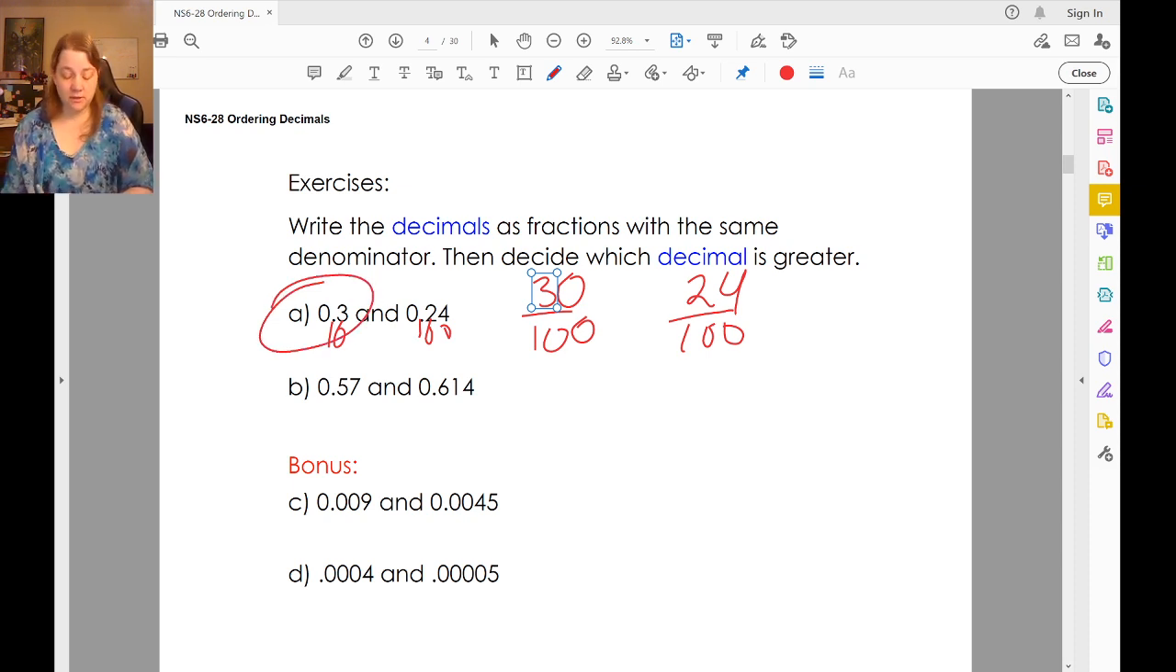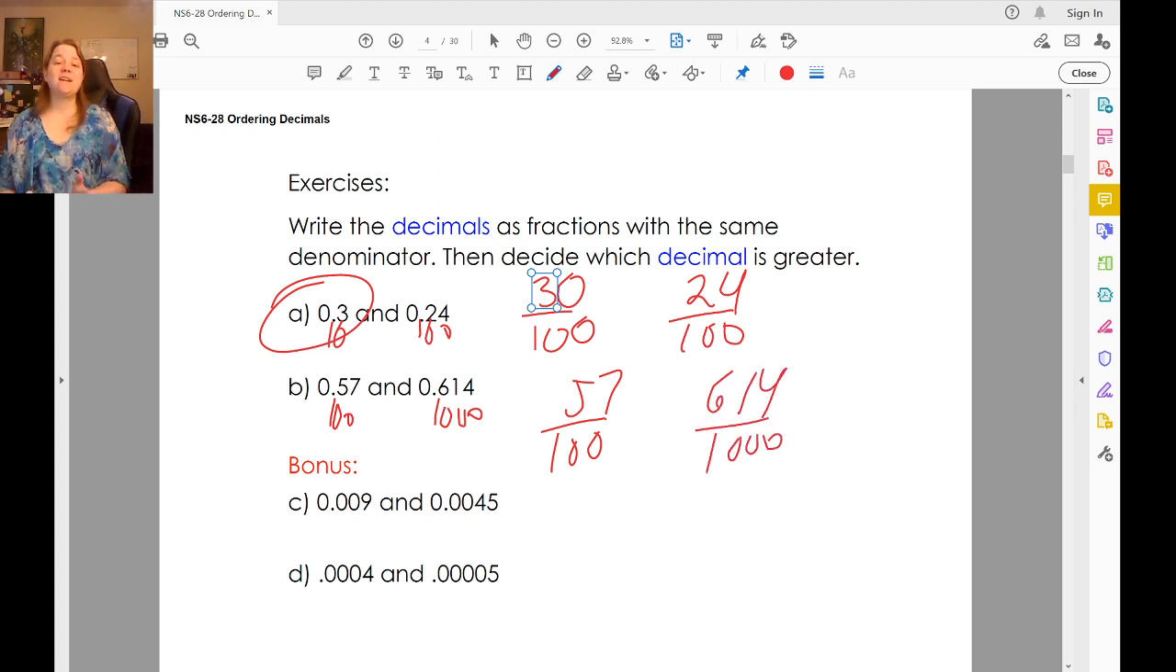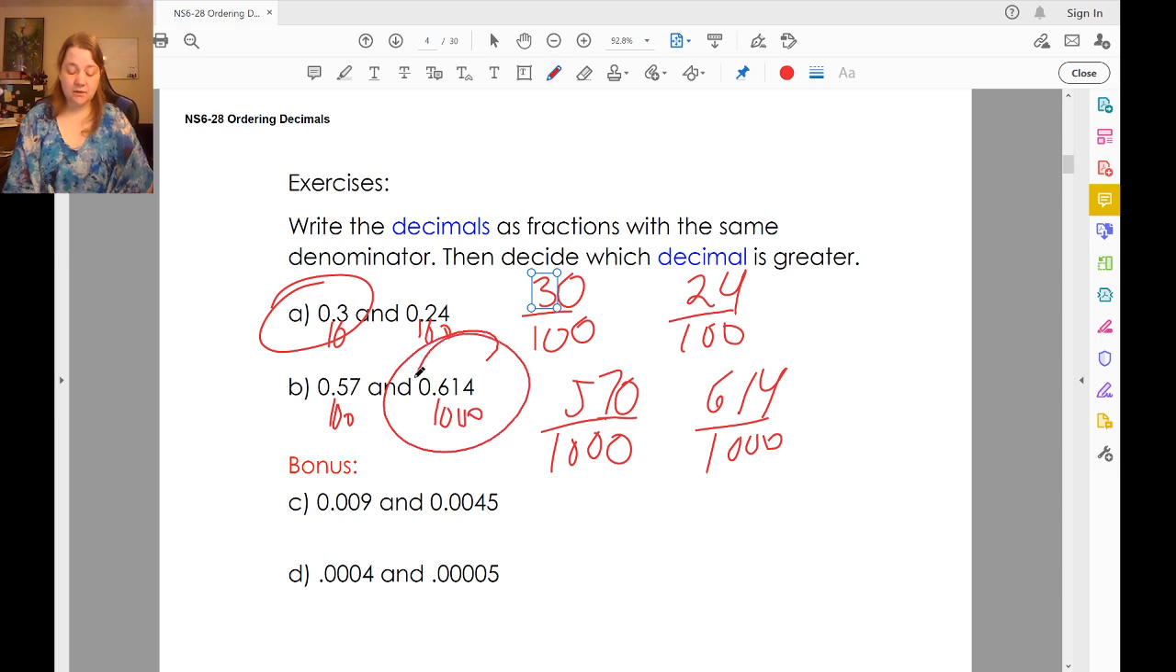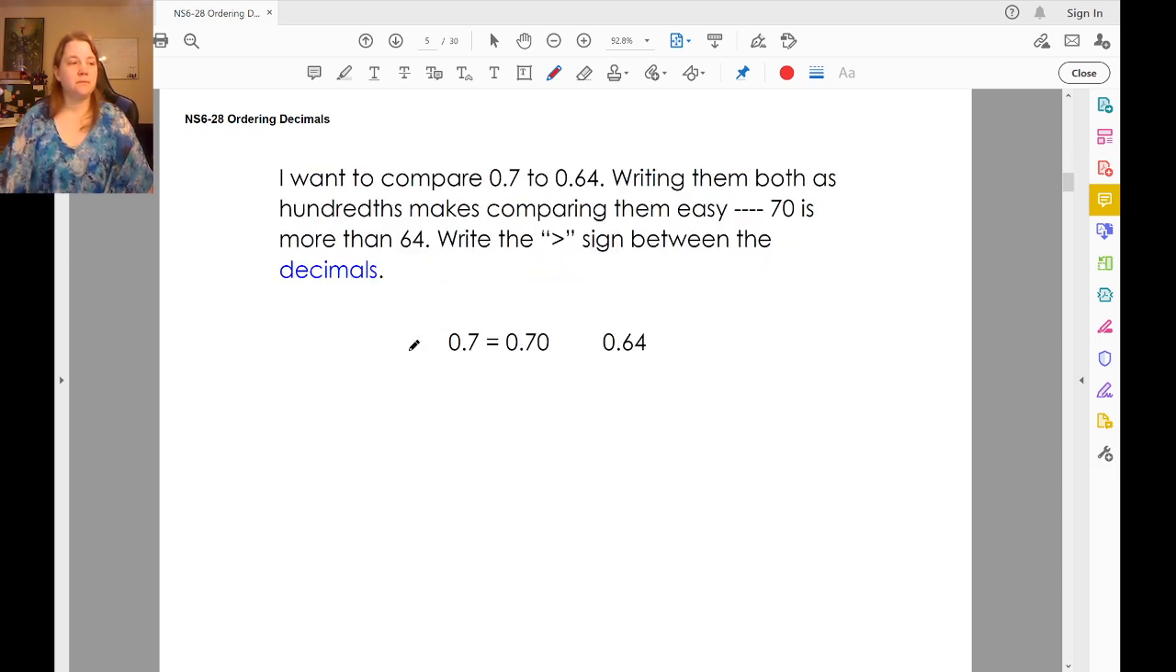Same thing over here. I can make it 57 over 100 and 614 over 1,000. I need to compare the same denominator, the same size pizza slices, and this is not, so I'm going to add a 0 to both sides. And I'm going to see that even with that extra 0, 570 thousandths is not the same as 614 thousandths, which means that 614 is bigger.